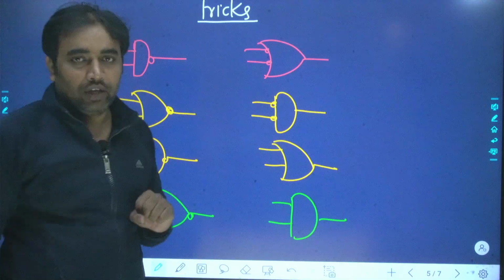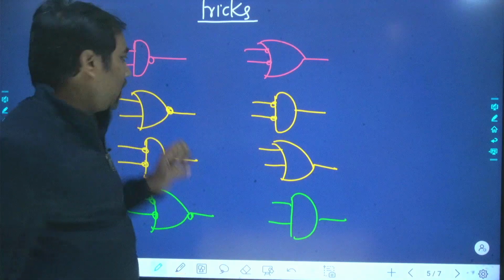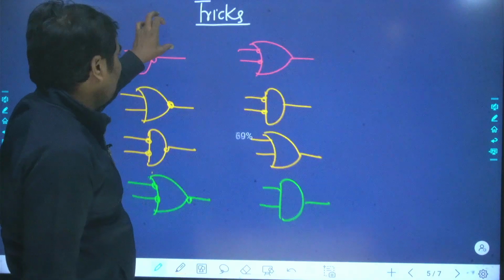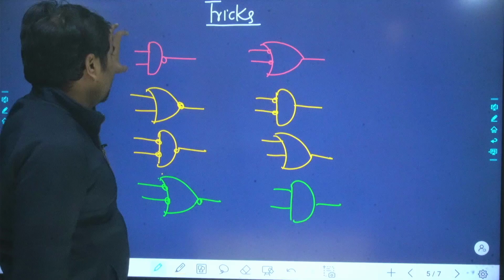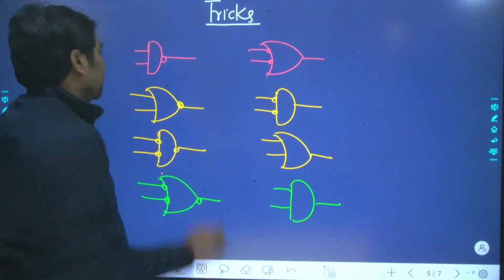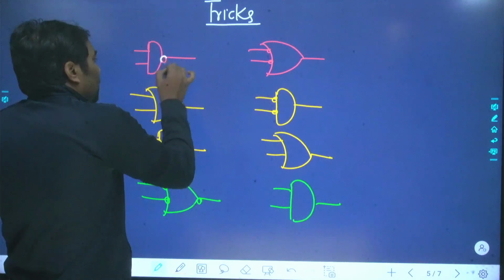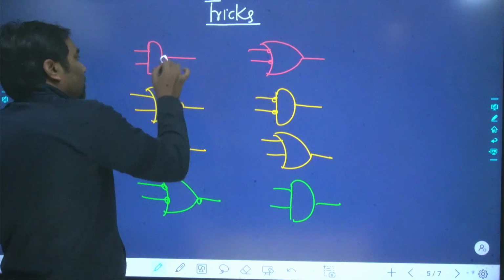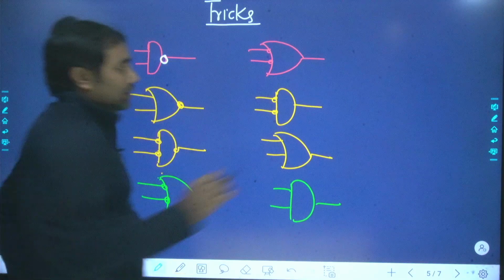I am going to give you a trick here. How can we remember? First thing is, where is the bubble? If the bubble is on the output side, just change the AND to OR.